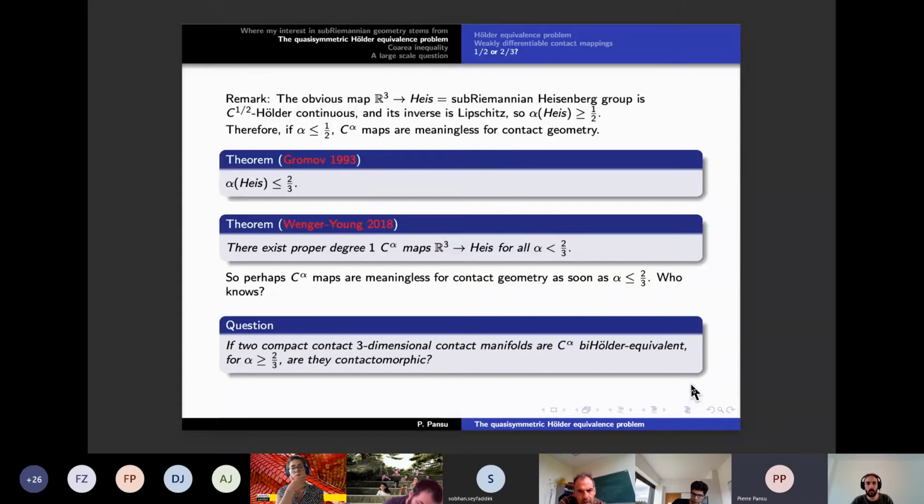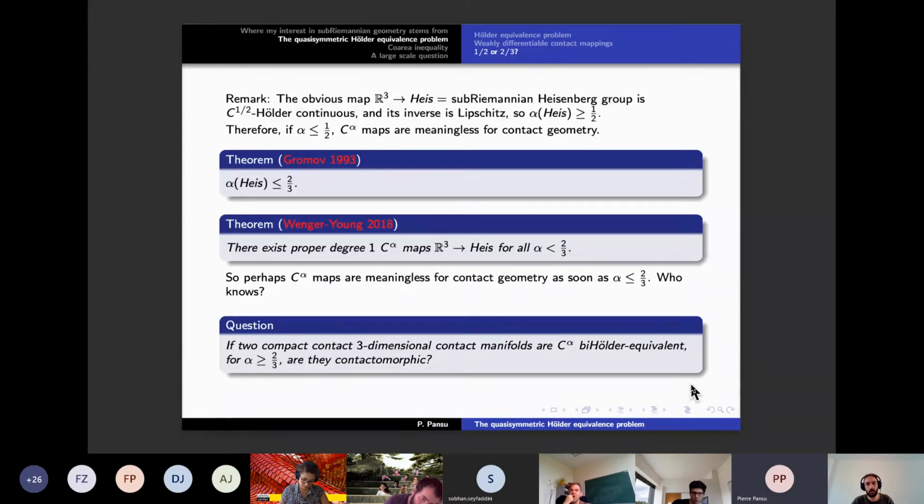So the question becomes, imagine you have two contact manifolds in dimension 3, let's say compact, and assume that they are Bi-Hölder equivalent with exponent now bigger than a half, excuse me, bigger than 2/3, must they be contactomorphic or not? And this is a really open question. And it's irritating because I'm unable to say anything about it.